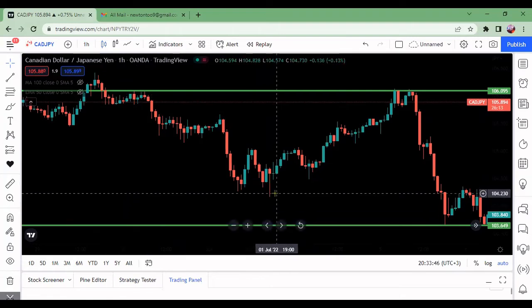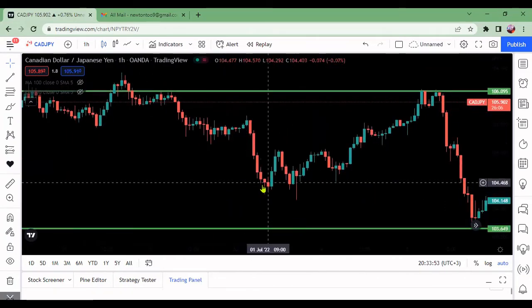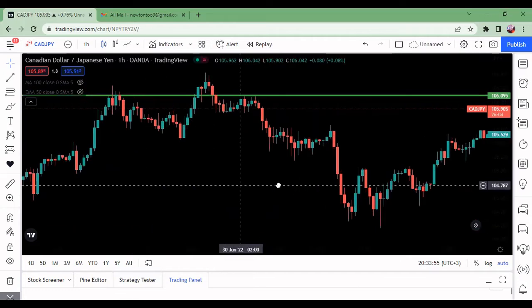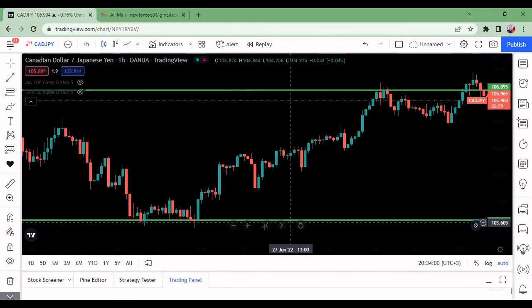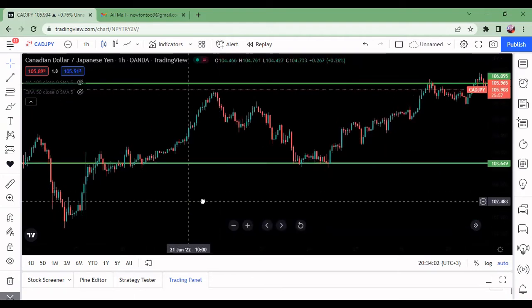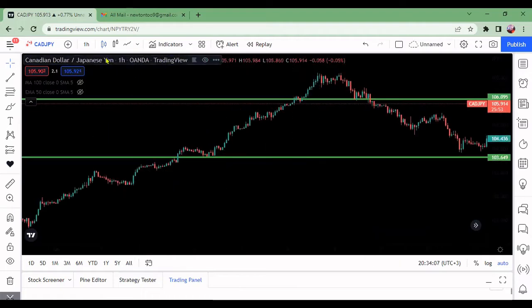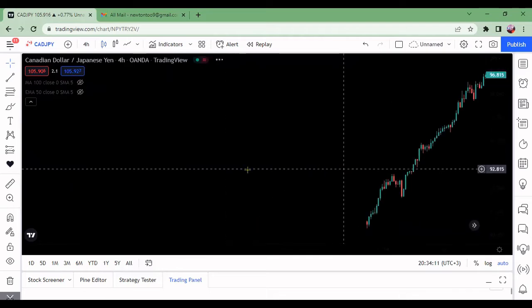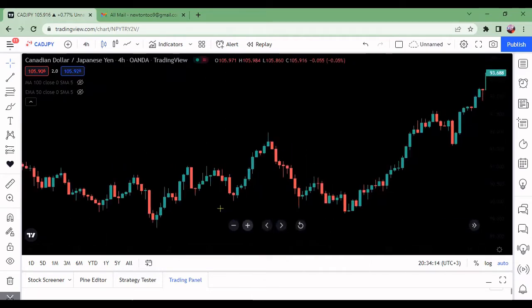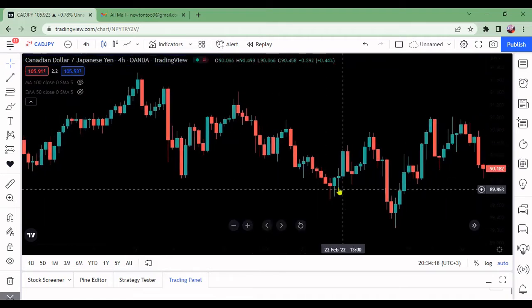So the color doesn't matter on a hammer. We have got another one here, and the market went up again. Let me show you another one.